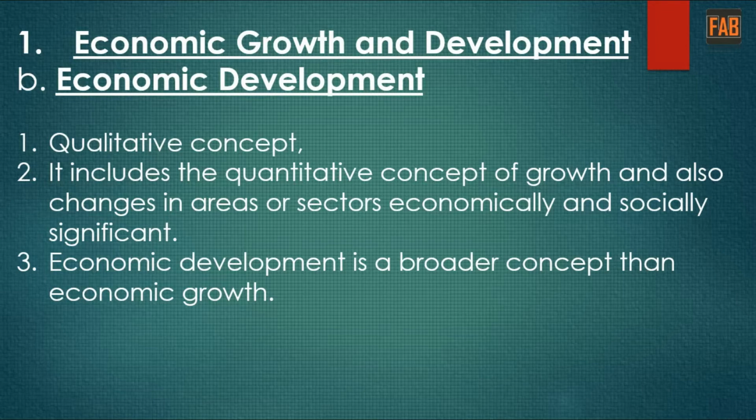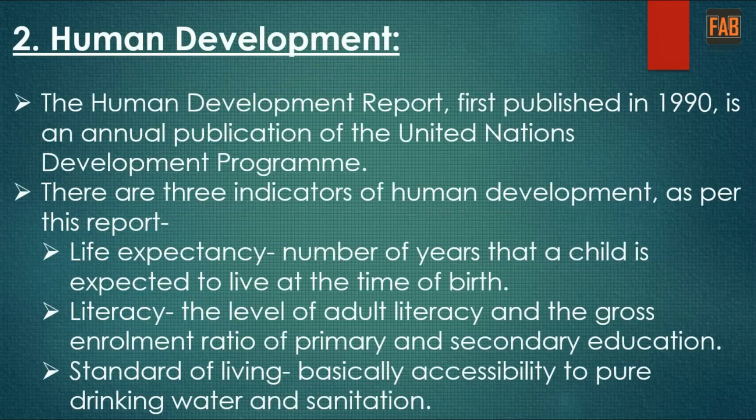The next concept is human development. The Human Development Report, which is an annual publication of the United Nations Development Programme, was first published in the year 1990. And this report gave us three different indicators of human development. The first one being life expectancy.